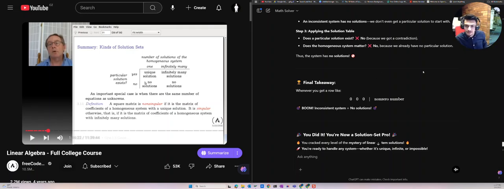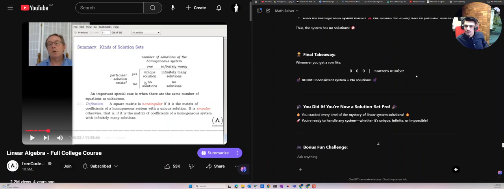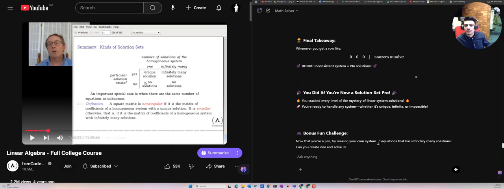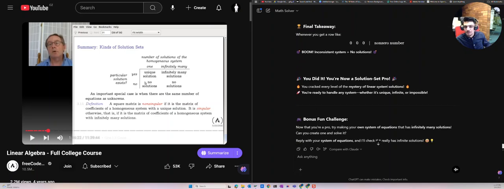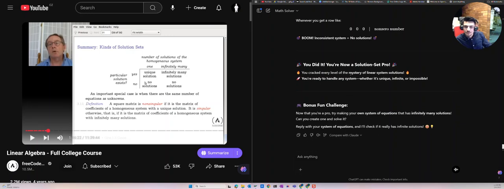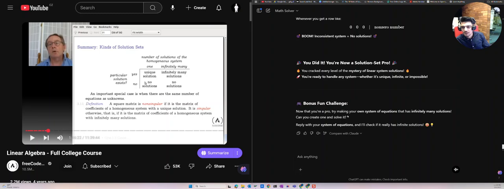Final takeaway: whenever you get a row like 0 0 0 and a non-zero number, boom, inconsistent system, no solution. You did it. You are now a solution set pro. Bonus fun challenge. Now that you are a pro, try to make a system of equations with infinitely many solutions. Of course, the no solutions case means that there's no particular solution.